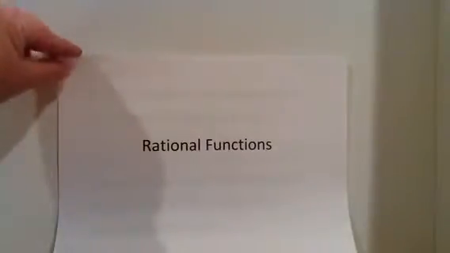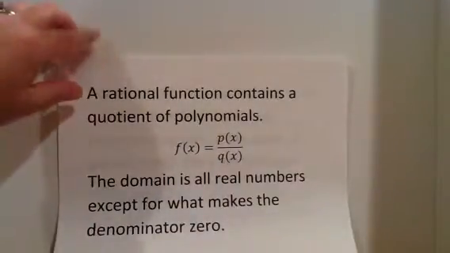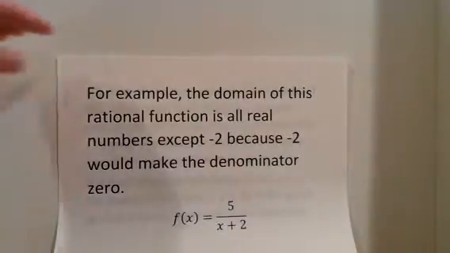Rational functions. A rational function contains a quotient of polynomials, where there's a polynomial in the numerator and a polynomial in the denominator. The domain is all real numbers except for what makes the denominator 0. For example, the domain of this rational function is all real numbers except -2, because -2 would make the denominator 0.